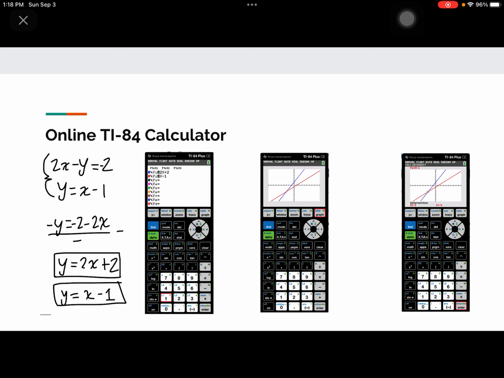So I plugged it into the calculator. As you can see in the first calculator screen, I put y equal to 2x plus 2, and then y equal to x minus 1. Then I hit the graph button, as you can see in the second one, and then you have the two lines, the two graphs, right?